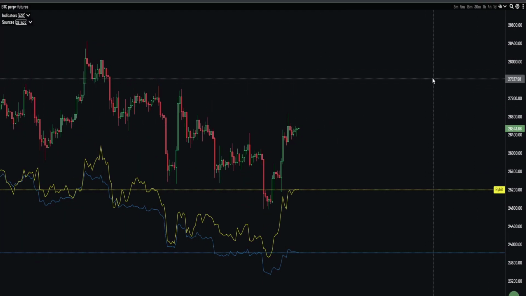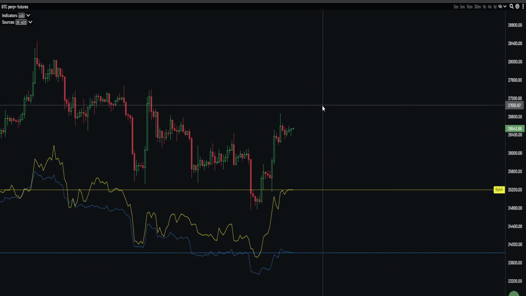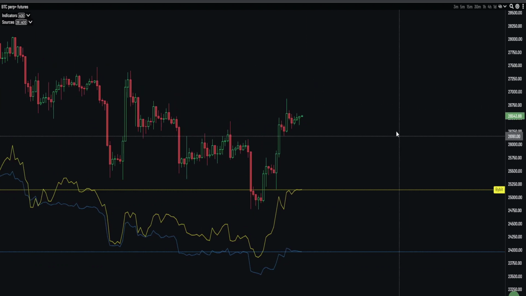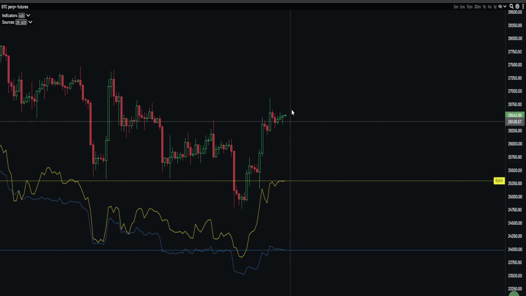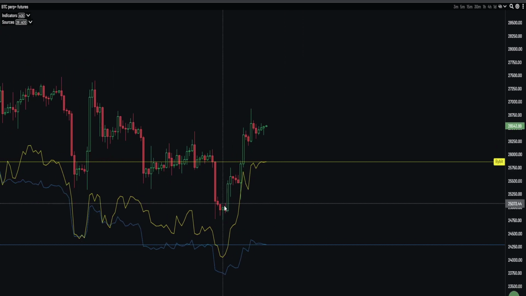If we then look at the CVD divergences, then this is the 4 hour that I'm looking at right now. And you can see on the 4 hour that yes, you could say, hey, there might be bearish divergences. Lower high on price, higher high on the CVD. However, this is a big impulsive push at the moment towards the upside. CVD in this case tends to be leading.